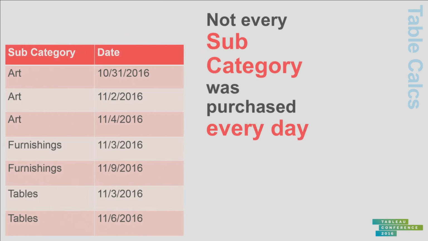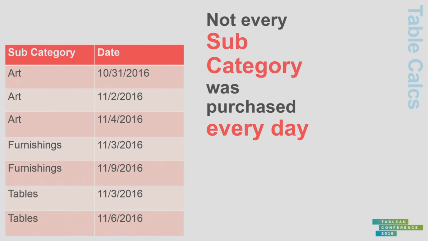And so not every subcategory was necessarily purchased on every day. So in this very simplified table, right, I have Art whose last purchase day was November 4th. Furnishings, whose last purchase day was November 9th. Tables, November 6th. If I added in just a max date filter on this, the only thing that would be returned to me would be November 9th Furnishings, right? Everything else would drop off.